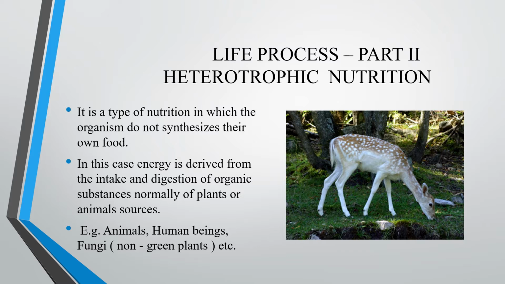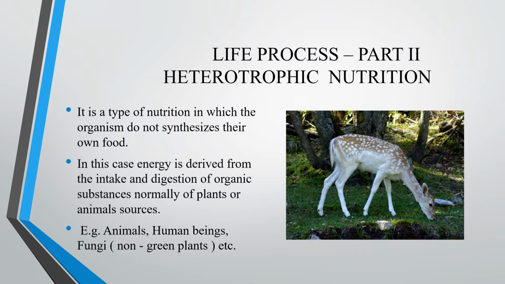Last session we saw autotrophic nutrition. What is photosynthesis? The green plants can prepare their own food in the presence of water and carbon dioxide, in the presence of sunlight. Then what are the steps? Absorption, conversion, splitting of water molecule, reduction of carbon dioxide. What is stomata? Tiny pores on the lower epidermal surface of leaves.